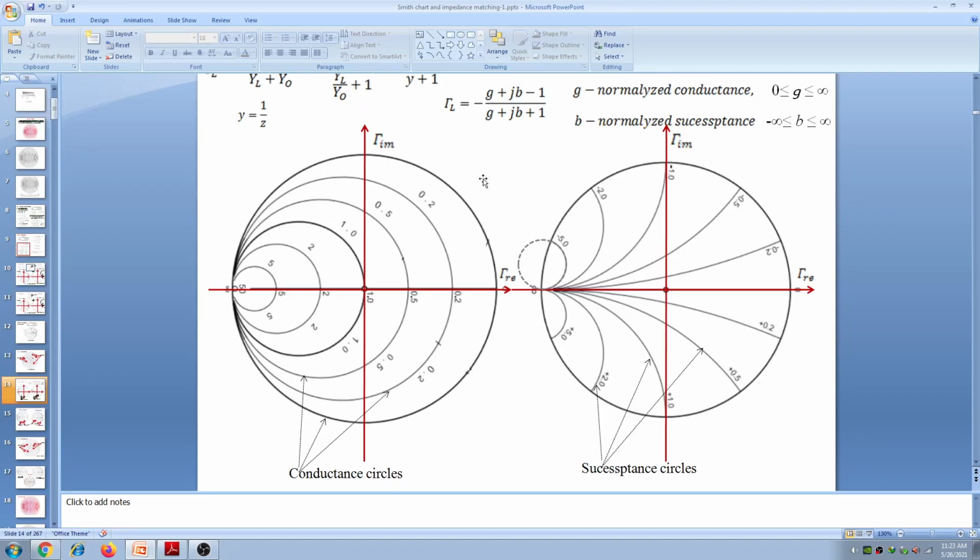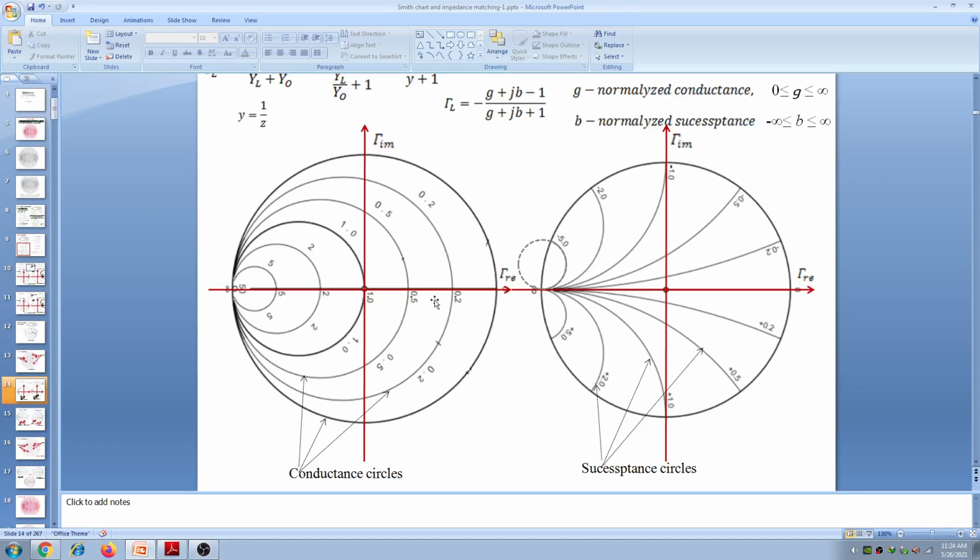Okay, this is the G equal to 0 circle, the last one, similar to the R equal to 0 circle. This is the G equal to 0.2 circle, G equal to 0.5, this is 1, this is 2. Anywhere you move over this circle, the conductance value is 0.2. Similarly, conductance is 0.5.